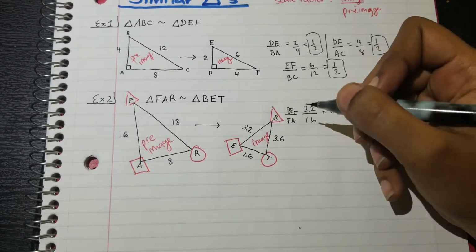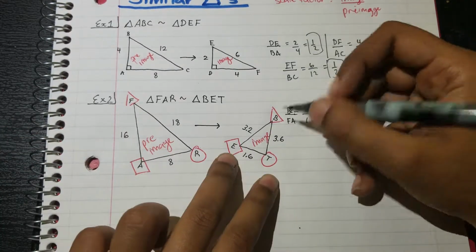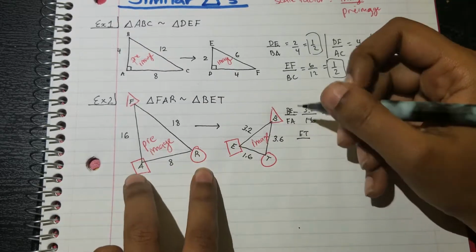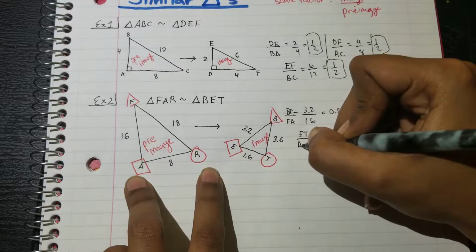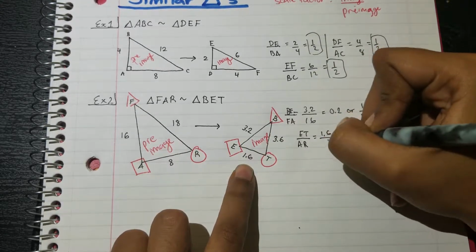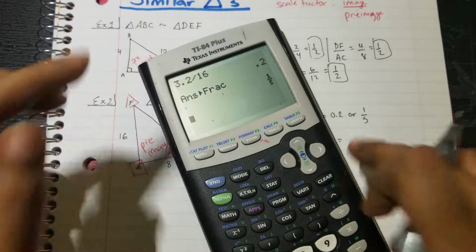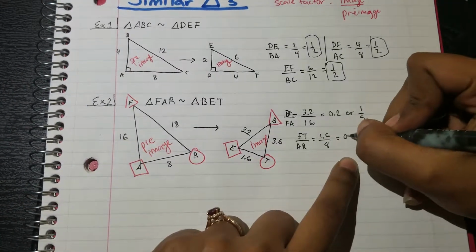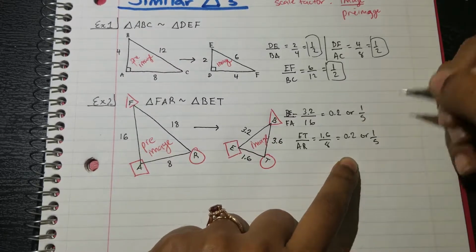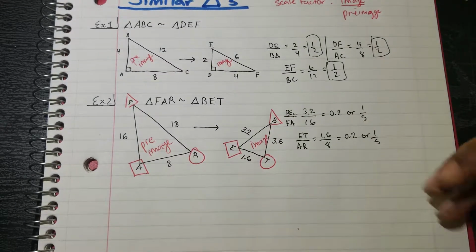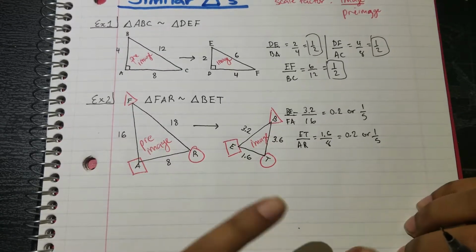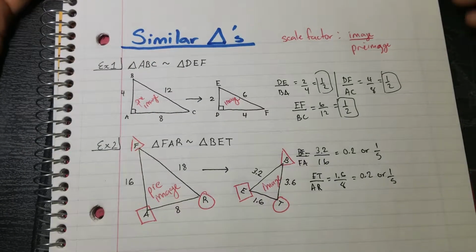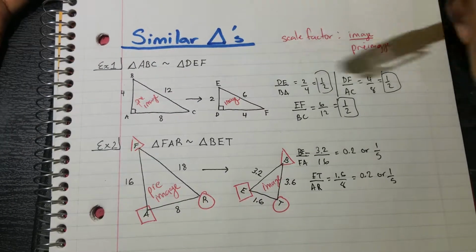Let's do it again for another pair of corresponding sides. So let's do ET, square and circle, over AR, square and circle. So AR is going to be 1.6 divided by 8. And again, 0.2, which is also 1 over 5. Okay, I'm not going to do the third side. You guys can definitely do it on your own to verify, but this is pretty much a basic idea of how to approach similar figures in general, but specifically for this unit, similar triangles.